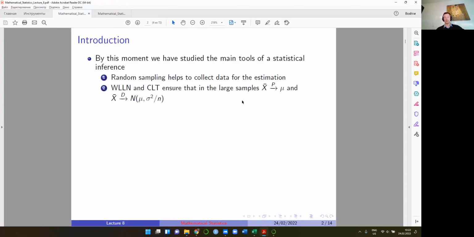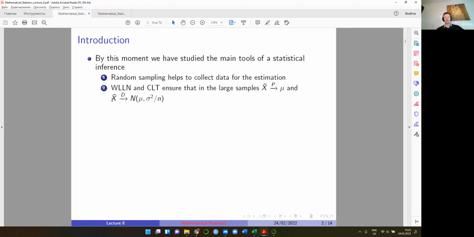We know that if we collect a large enough sample, but it must not be close to the population size, then the estimator x bar converges in probability to mu. So the probability that our result will deviate from the target parameter shrinks to 0. And the distribution of this estimator converges to the normal distribution.